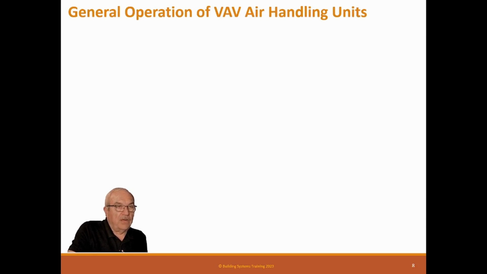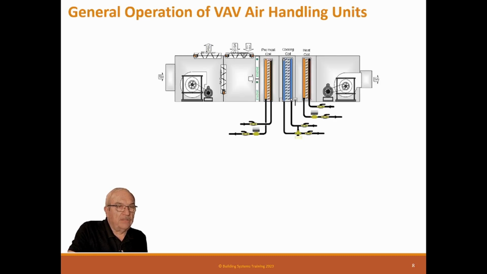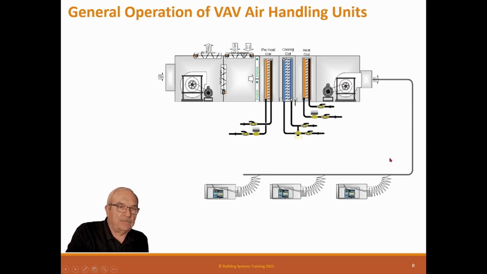All right, general operating of VAV air handling units. This is a standard VAV air handling unit. It has a supply fan, it has a supply duct, and it has a bunch of VAV boxes down here that change the temperature in the room, and of course they change the temperature by changing the amount of flow. So this unit up here has a preheat coil, a cooling coil, and a heating coil. How many coils you have and how they're arranged is strictly up to the design. You could get any combination you want.